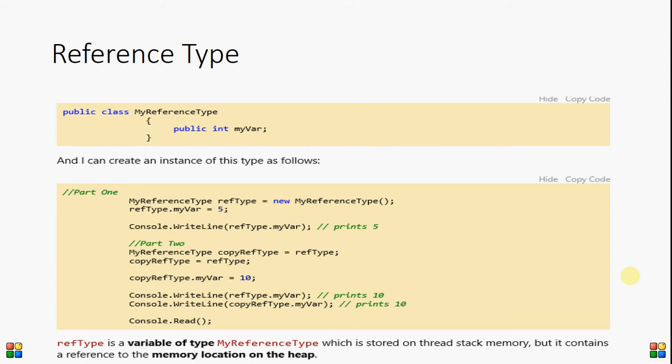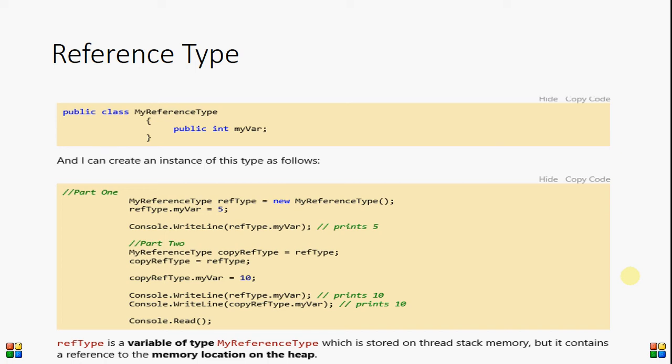If you see the screenshot, it's created one class, MyReferenceType, and declared one variable, myvar, and I can create the instance of this type as follows. Here, refType is a variable of type MyReferenceType, which is stored on the thread stack memory, but it contains a reference to the memory allocation on the heap.